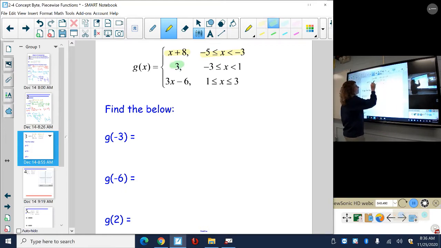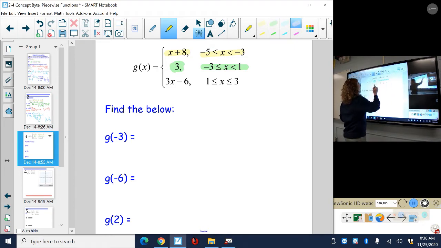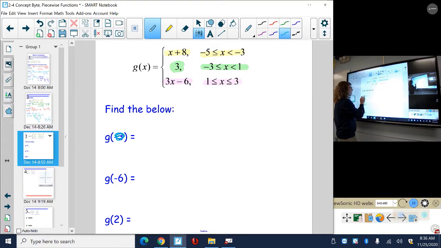Okay, the second part is 3, and I'm going to utilize that between -3, and it can be -3, to +1, but it cannot be 1. And then 3x minus 6 between 1 and 3. So with that being said, we have to do a little bit of comparing.